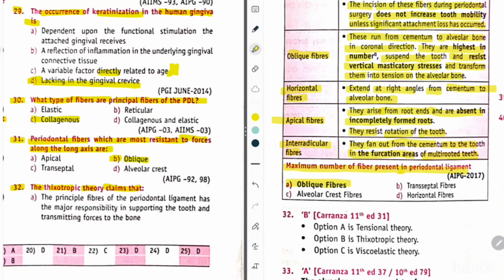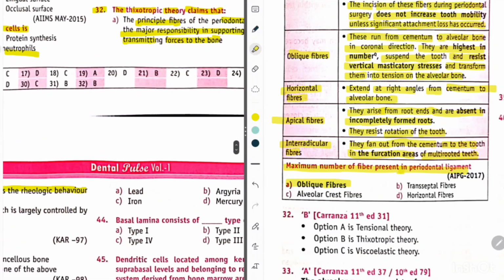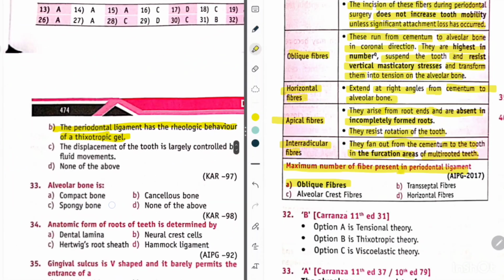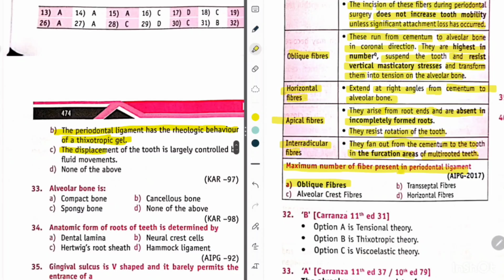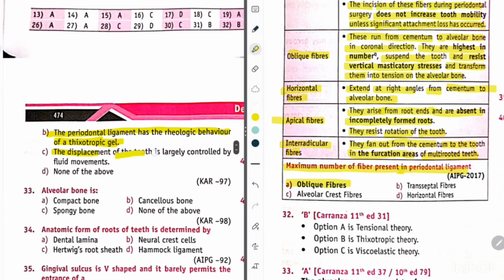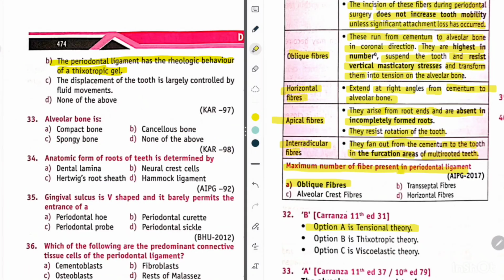Option A is tensional theory, which says that the principal fibers of the periodontal ligament have the major responsibility in supporting the tooth and transmitting forces to the bone. And option C is viscoelastic theory. The displacement of the tooth is largely controlled by fluid movements. Option A is tensional theory, option B is thixotropic theory, and option C is viscoelastic theory.